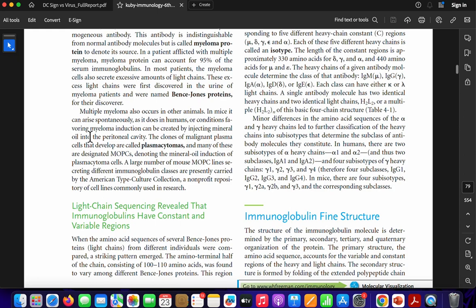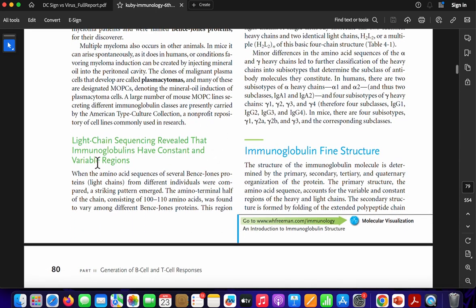All conditions favoring myeloma induction can be created by injecting mineral oil into the peritoneal cavity. The clones of malignant plasma cells that develop are called plasmacytomas, and many of these are designated as MOPCs, denoting mineral oil induced plasmacytoma cells. A large number of mouse MOPC lines secreting different immunoglobulin classes are presently carried by the American Type Culture Collection, a non-profit repository of cell lines commonly used in research.